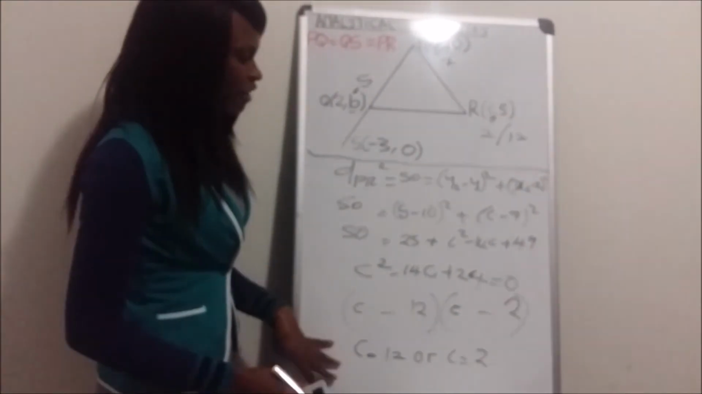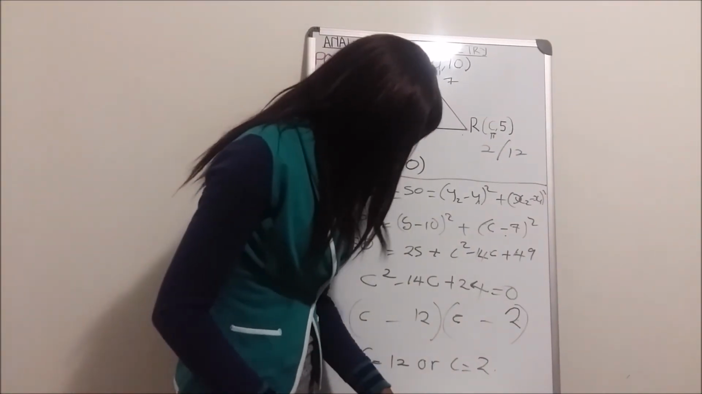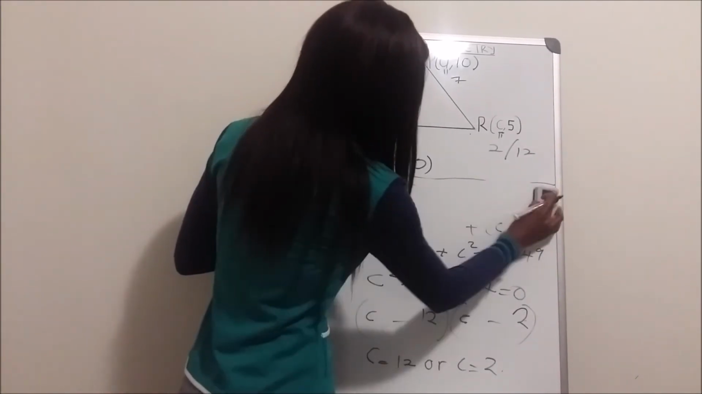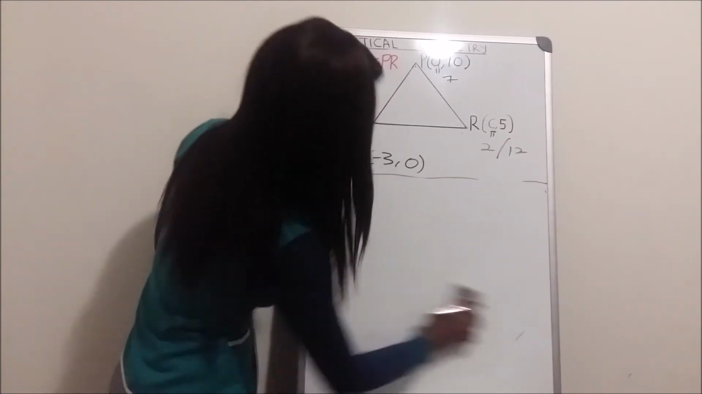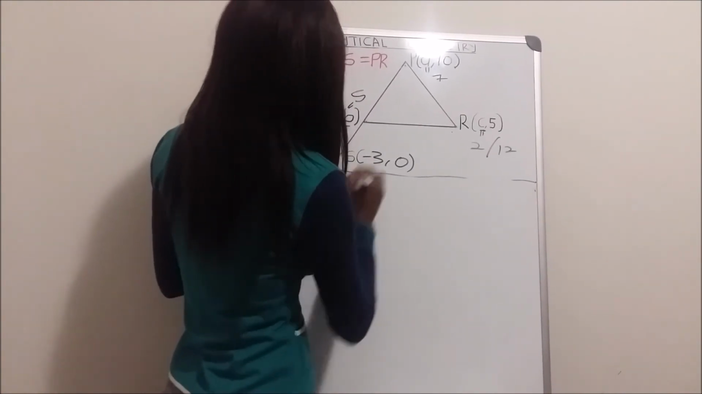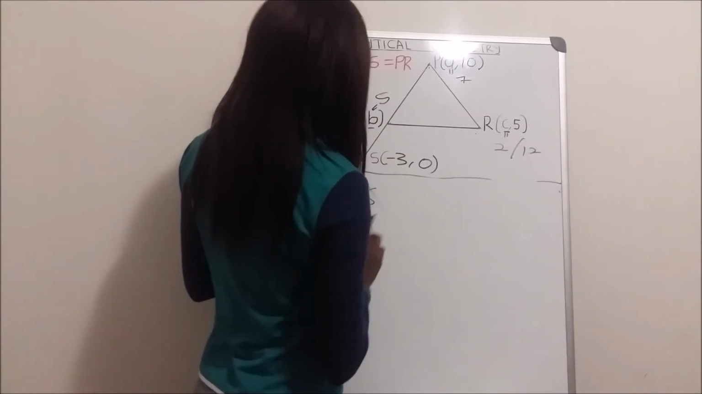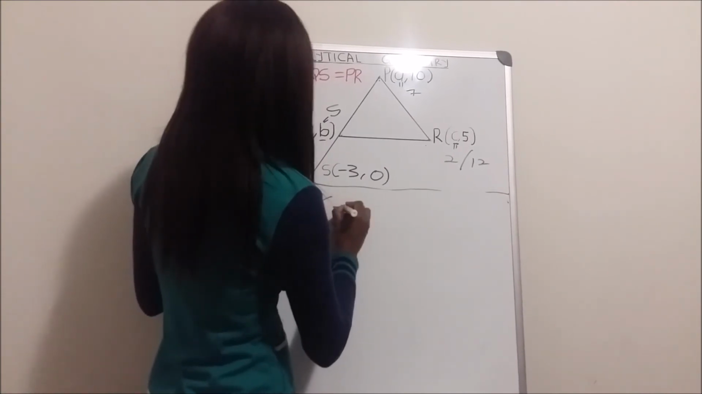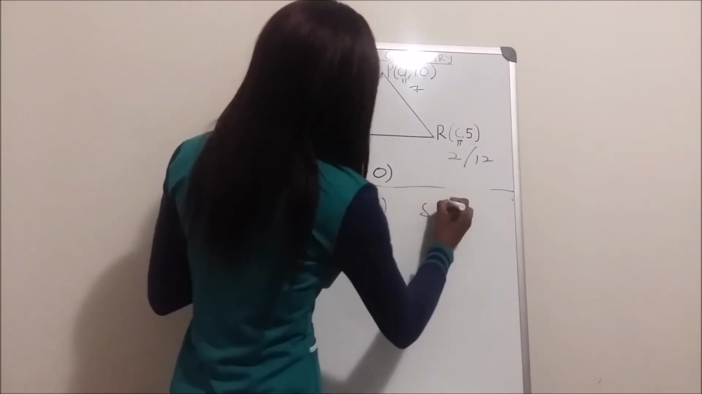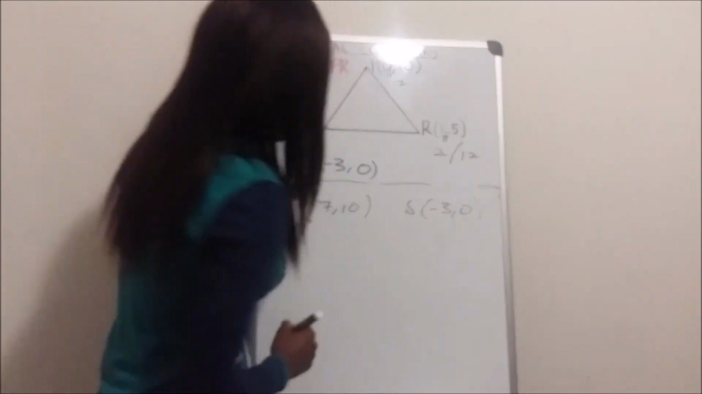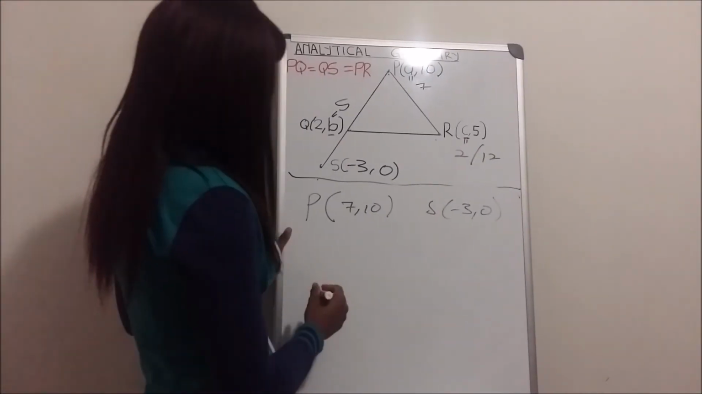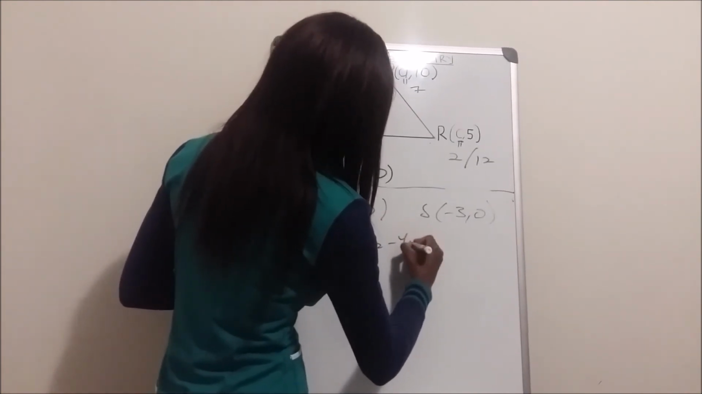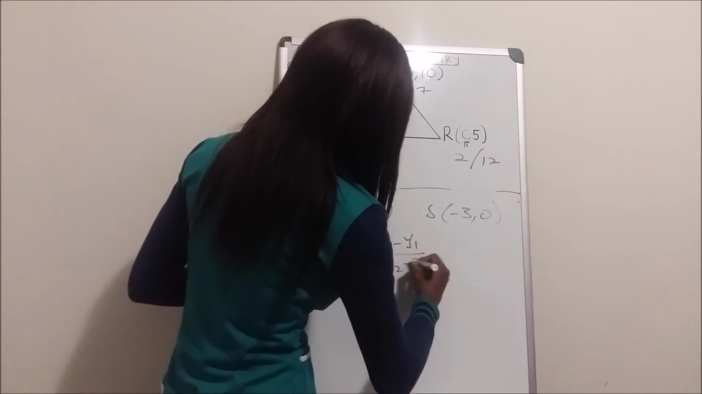All right guys, now that we have found the value of c, the next question that we have to do is to find the equation of line PS. The line PS is the line which should start from here up to there, and our coordinate of P is 7,10, and also S, which is -3,0. Then to find the equation of this line, we first have to find the gradient, which is y2 minus y1 divided by x2 minus x1.